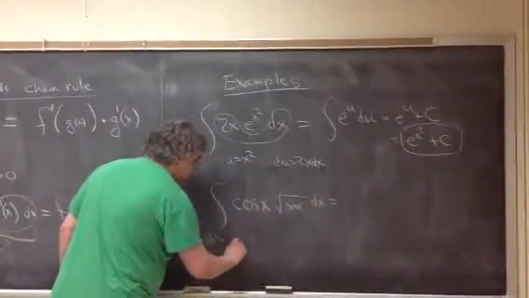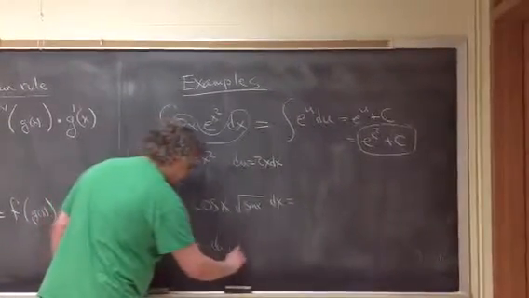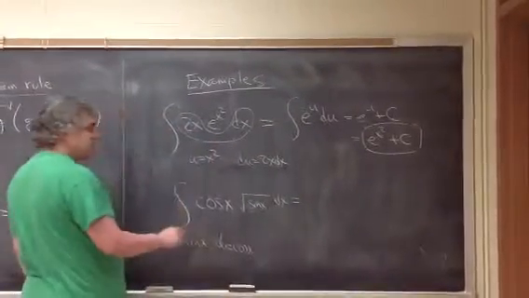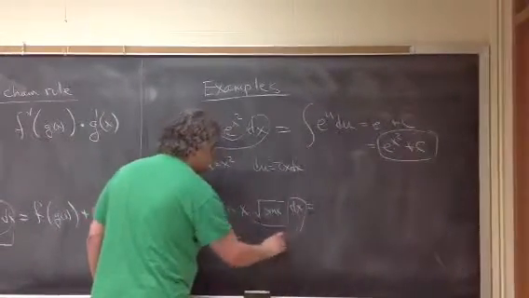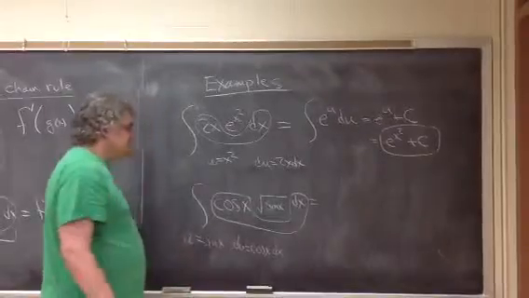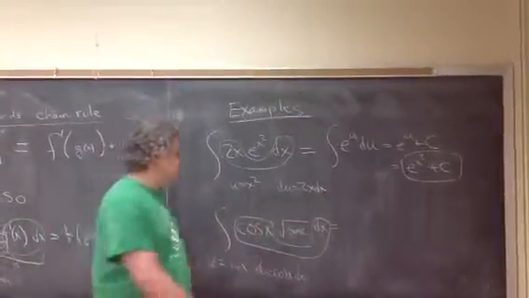U is sine of x. Du, then, is the derivative of that, which is the cosine of x. But not just cosine of x dx. So this stuff is our du. All of that together is the du. So what is this integral?